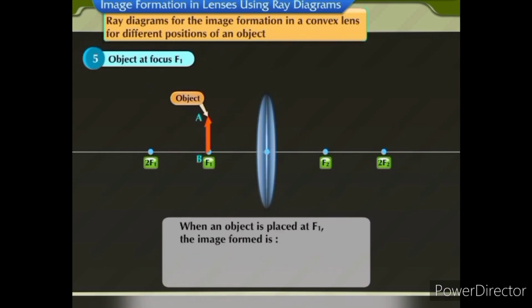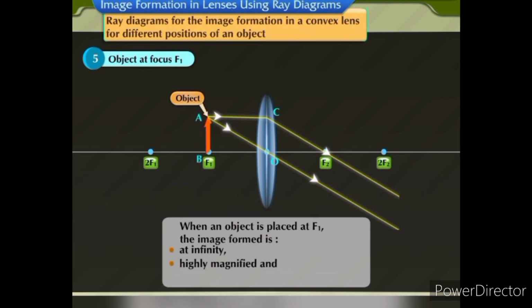Object at focus F1. The ray AC passes through F2, while the ray AO passes through the optical center without any deviation. The two rays travel parallel to each other after passing through the lens. The rays will meet at infinity. Hence, the image will be formed at infinity, which is highly magnified, real and inverted.